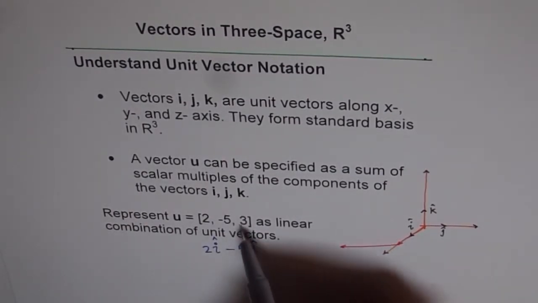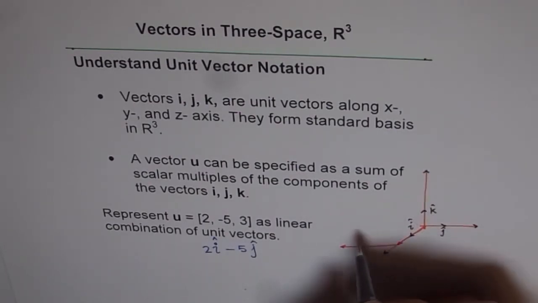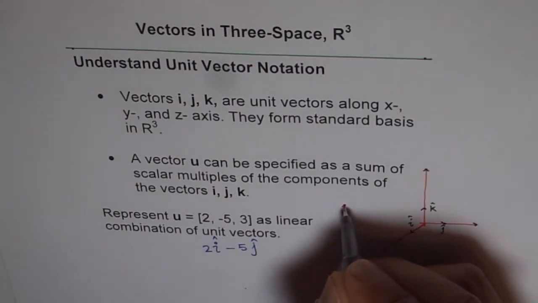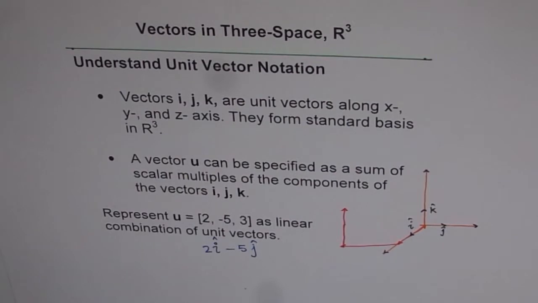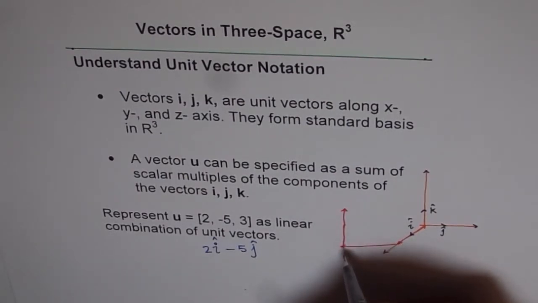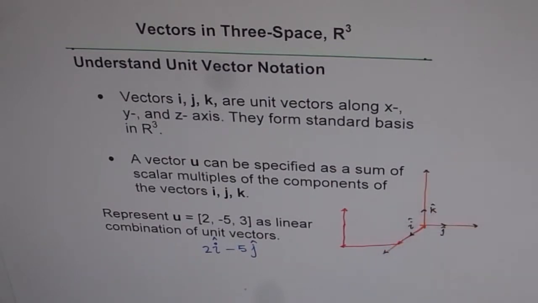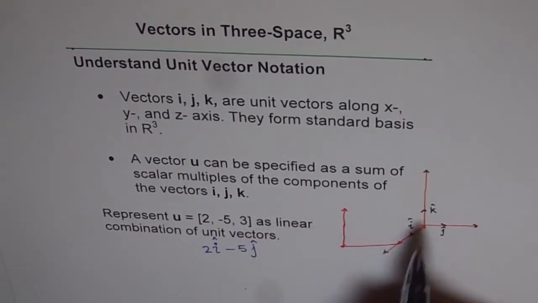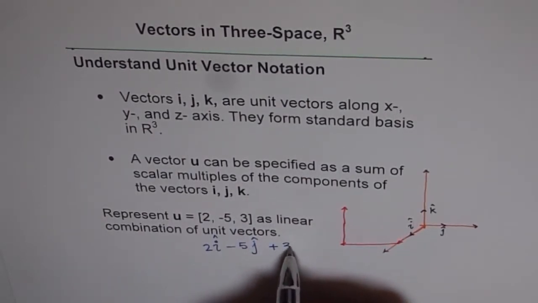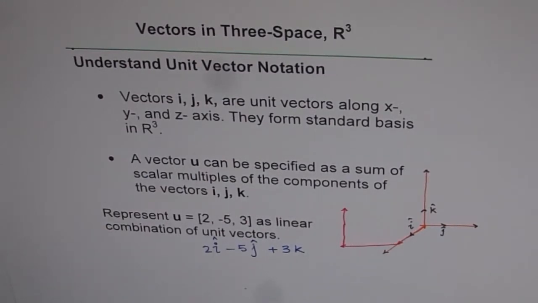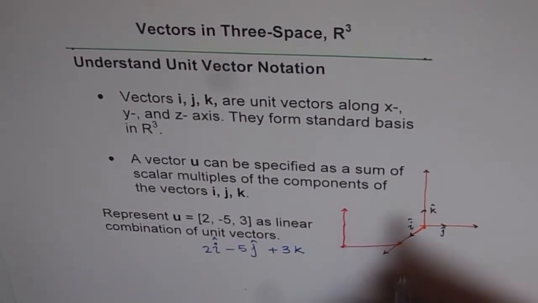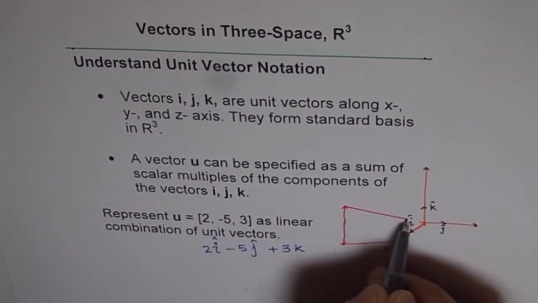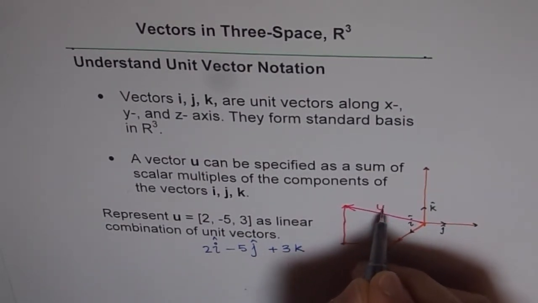Now 3 is along the z-axis, 3 units. So there you go, 1, 2, 3. So there you are. That is the final position of the vector u. That direction is along the k vector, and the magnitude is 3 times k. That is what we mean by doing scalar multiple, right? So we can write this as plus 3k. Now the vector for us will be tail at origin and head at the final point, which is this vector. So this is the vector u for us.